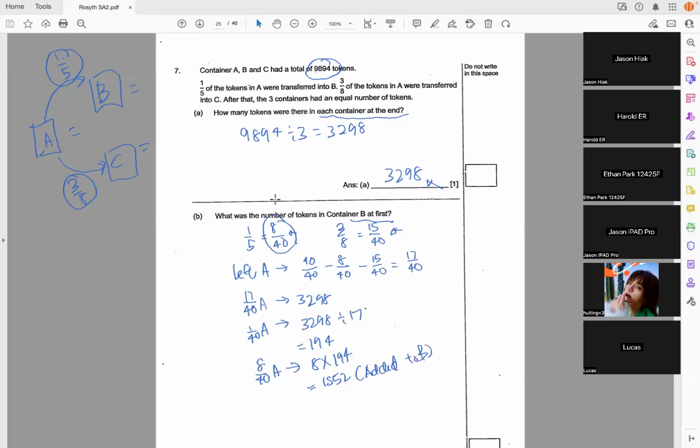So B in the end is 3298. And inside B 3298, it contains the 1552 received from A. So I need to remove 1552. And 1746 would be what B was at first. So this is the answer. Any question?